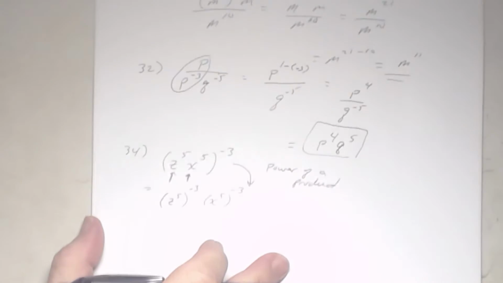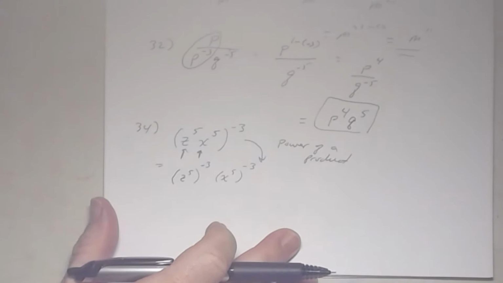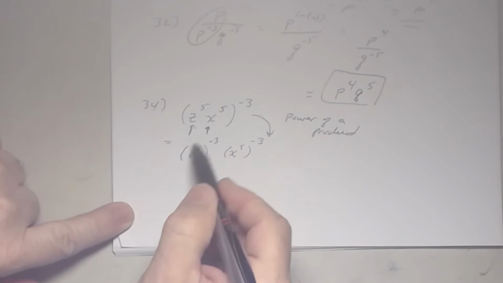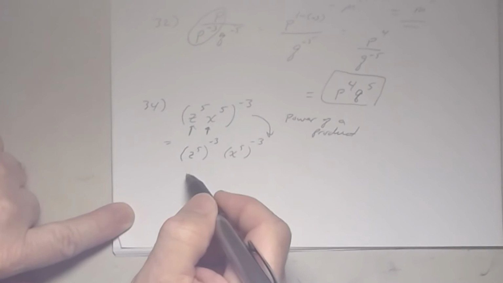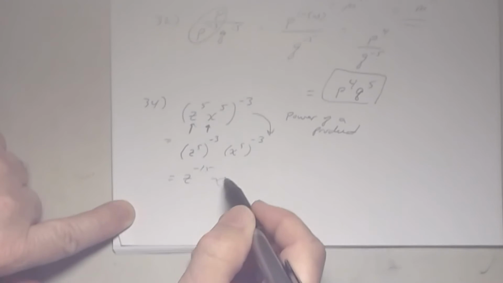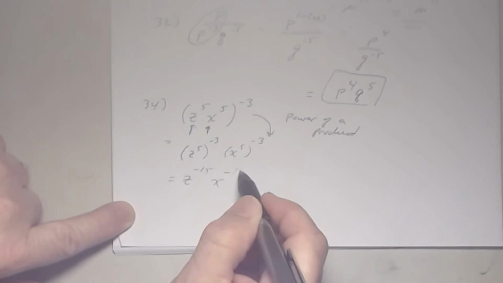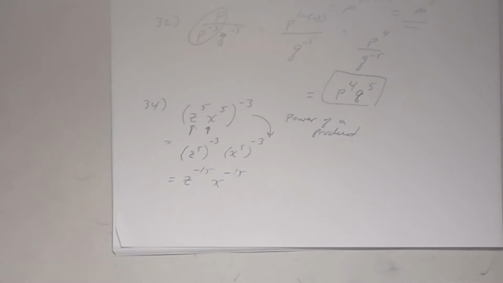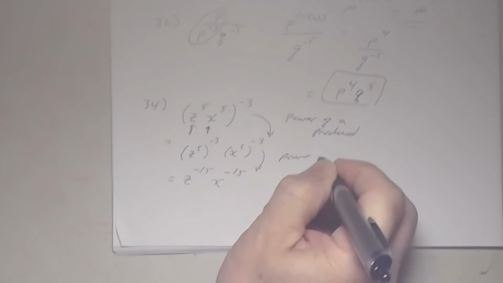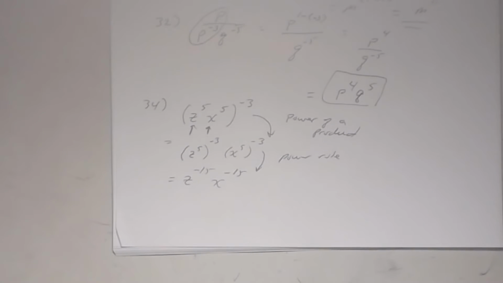Now, how do I deal? Okay, what rule am I going to use with this? The power rule. So that becomes z to what power? Okay, times x to what power? All right, so that's where I'm at. Okay. All right, so to go from here to here, I use the power rule. Okay. Now, what rule do you think I'm going to use next?